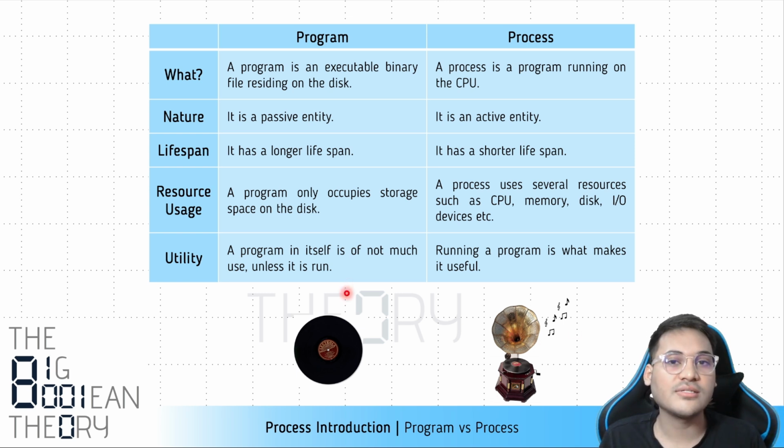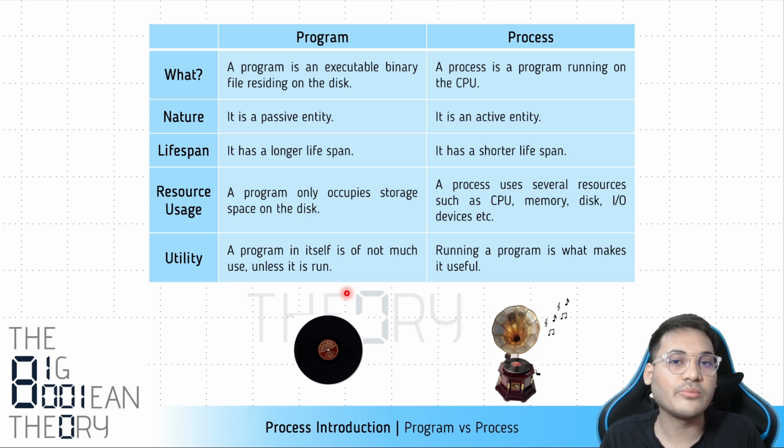The final difference between a program and a process is that of utility. And I guess it's the most important difference. So a program by itself is of not much use unless you run it. Only when you run the program, it becomes a process and some useful work happens. The very purpose for which you wrote your program, that is to process some kind of data, that processing will only happen when you run that program, right? When it becomes a process.